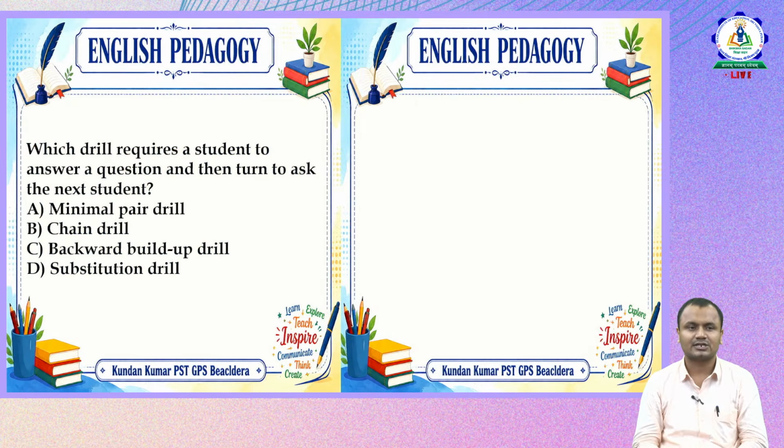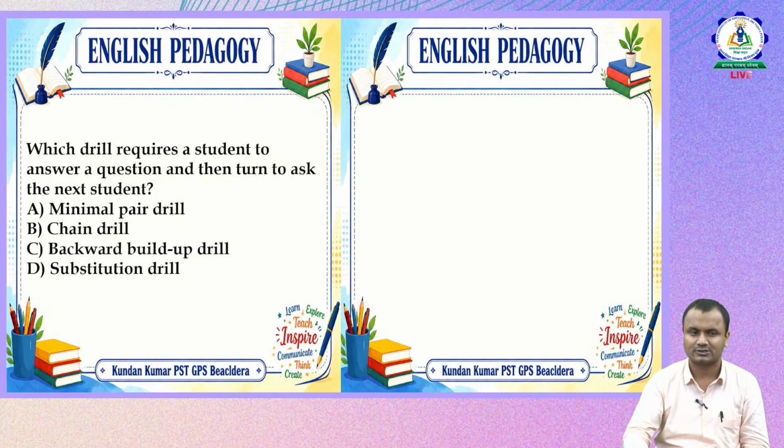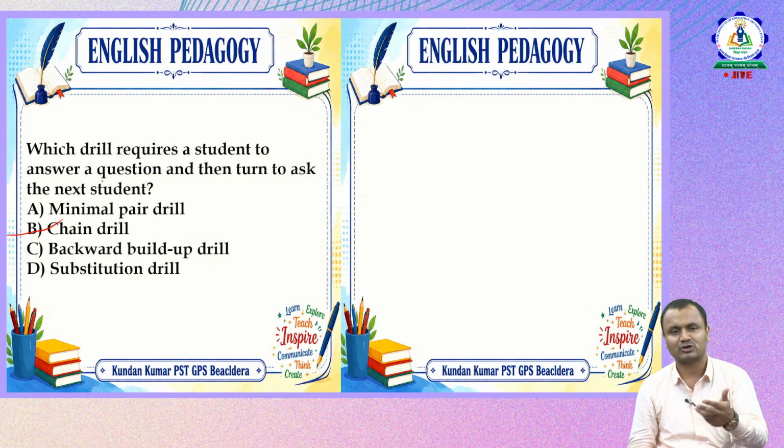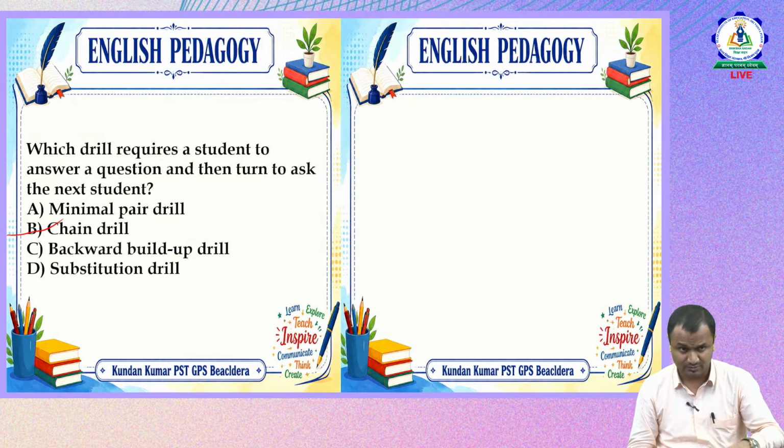Which drill requires a student to answer a question and then turn to ask the next student? Next student, then next student, then next student, which means chain drill. You have to answer the question, ask the same question to the next student and listen to the answer, and then the next student will pass it to student D, student E, and this is how a chain drill goes.